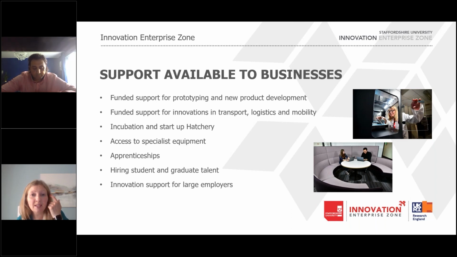We have office space and a startup hatchery on site at our Stoke-on-Trent campus, and everyone that uses that has access to our specialist equipment as well. We also offer apprenticeships and a wide array of courses. And if you were looking to do any recruitment around student placements or anything like that, again, we can support you from start to end with that as well. If you're watching today as a large employer, we do also work with you, and we can support with things like Innovate UK bids and KTPs.